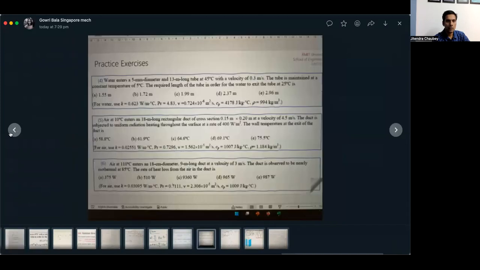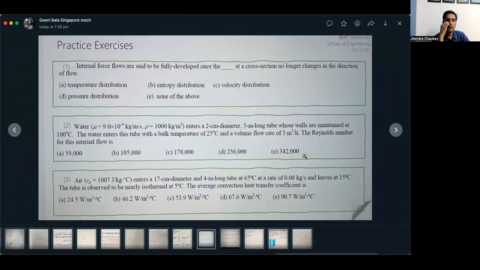Okay. Number 3. The number 3 is air CP. Air CP is given. It enters a tube having 17 centimeter diameter and 4 meter length. And I think the inlet temperature is 65 degrees, at the rate of, this is mass flow rate.